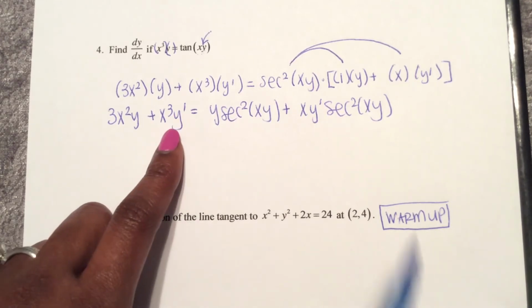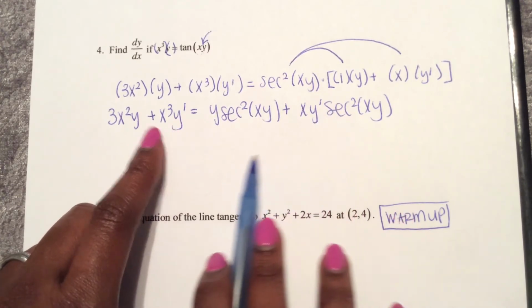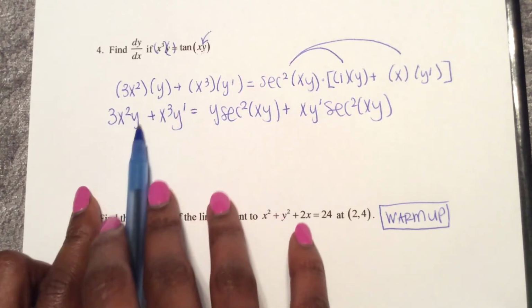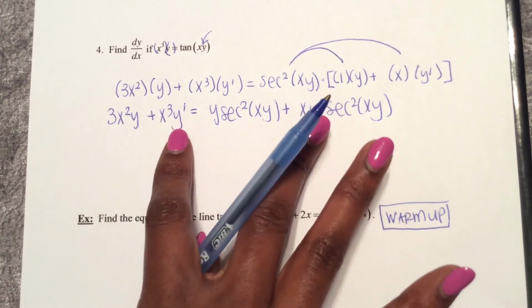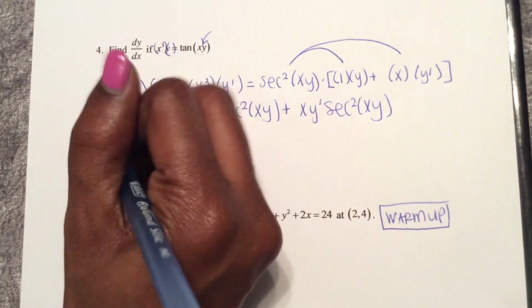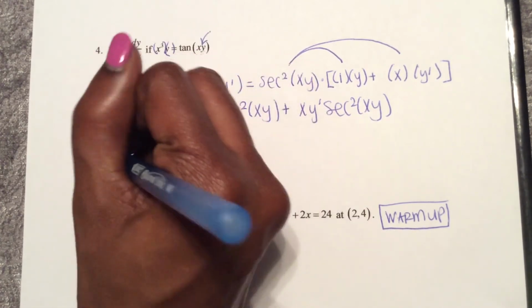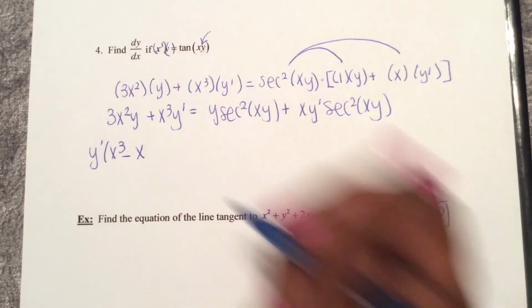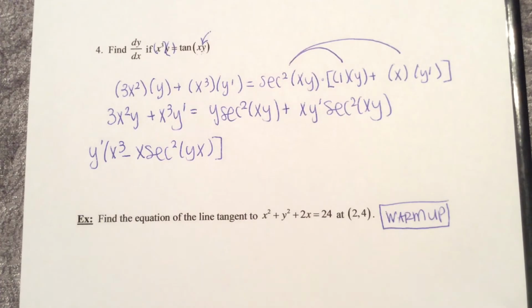So first, this term and this term both have y prime. So I'm going to move this term over to this side by subtracting, and then this term that does not have a y prime, I'll move over here. So first, let's get these two to one side. So first it's y prime, and the first term is x cubed, and I'm subtracting this term, x secant squared xy. Oops, I wrote yx, but excuse me.